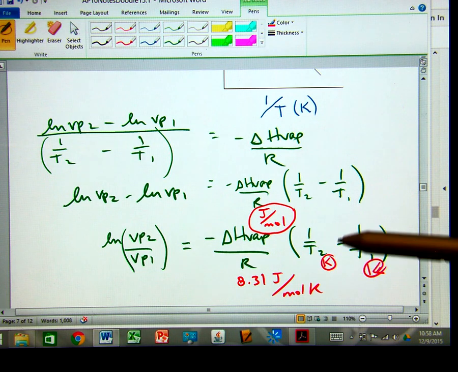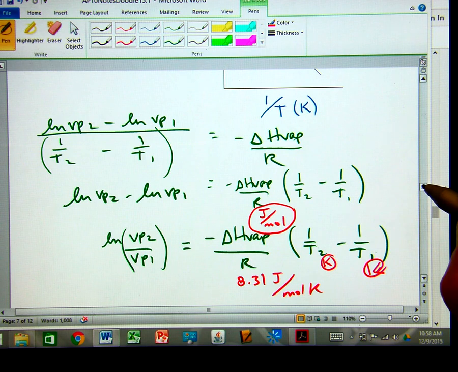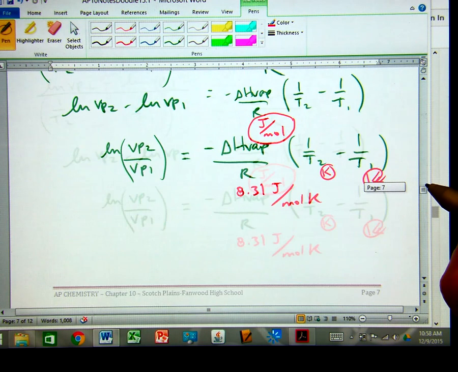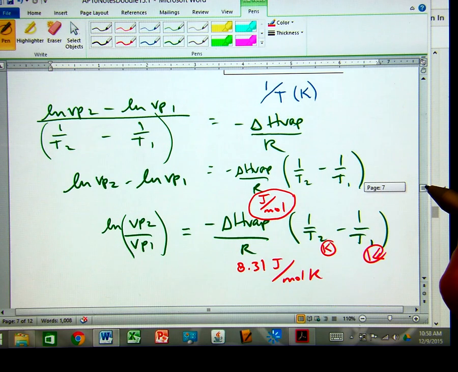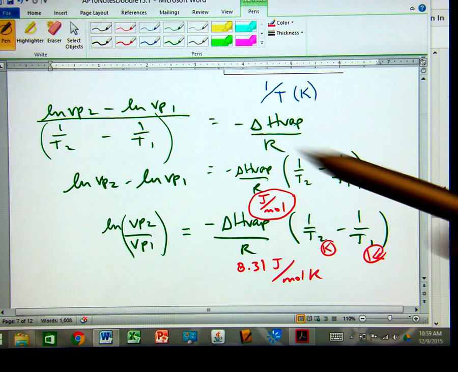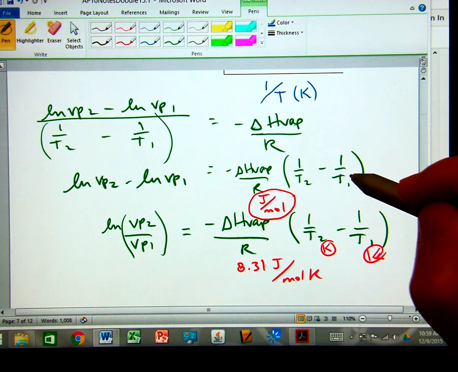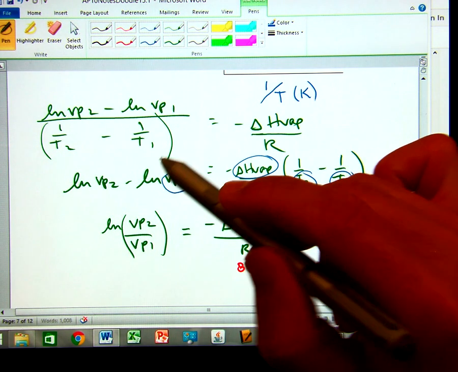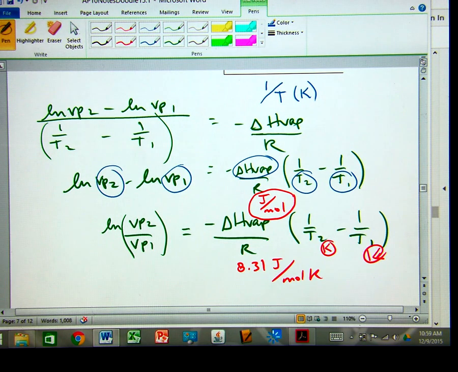Now we're going to use this equation to do the next page over here to find missing values. So in essence, in a problem, they're going to tell you 4 pieces of information out of 5. Your variables in this are the T1, the T2, the Hvap, the Vp1, and the Vp2. You have 5 variables. They're going to give you 4 of them and ask you for one of them. Okay, well in the next video we'll see how to calculate this.